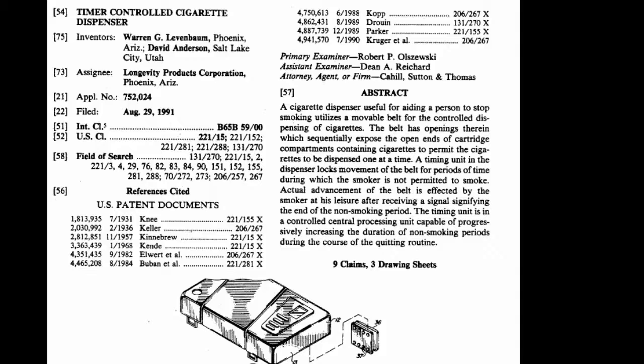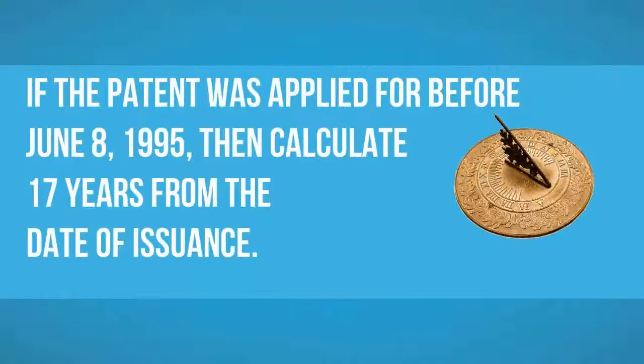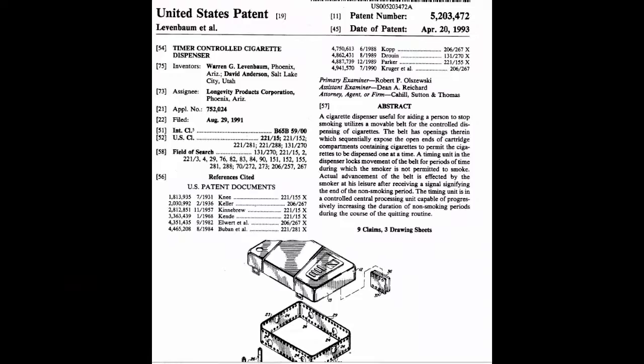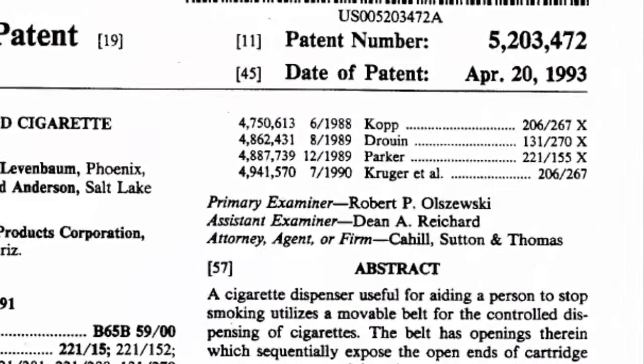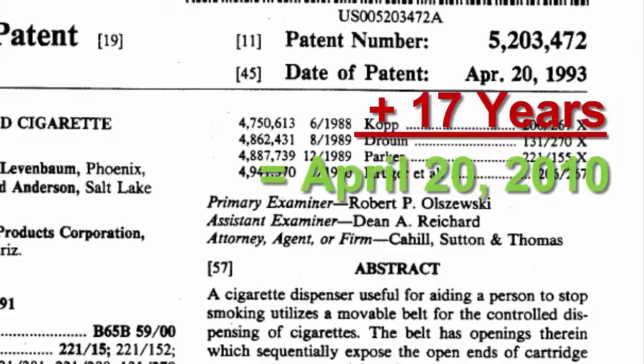To figure out whether or not a patent is in force, you'll have to do a little bit of calculating, and you may have to do some digging in the documents. A shorthand rule is if a patent application was filed before June 8, 1995, it will be in force for 17 years from the date of issuance. So if you see a patent that was filed before that date, you can calculate 17 years from that date of issuance, and there will be your expiration date.